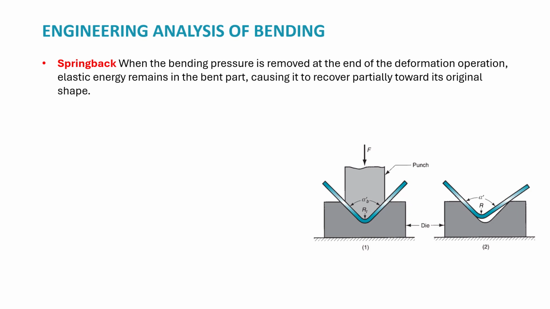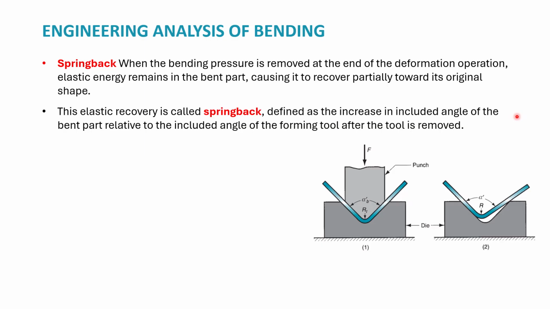We have the spring back, which means we still have some elastic energy within the part that causes it to return back to the original shape a little bit. So when the bending pressure is removed at the end of the deformation operation, the elastic energy remains in the bent part, causing it to recover partially towards its original shape. This elastic recovery is called spring back, and is defined as the increase in the included angle of the bent part relative to the included angle of the forming tool after the tool is removed.